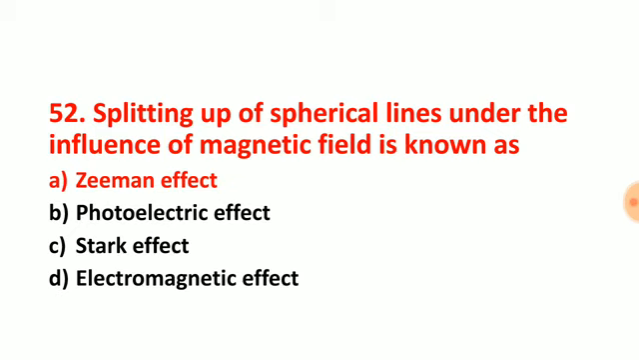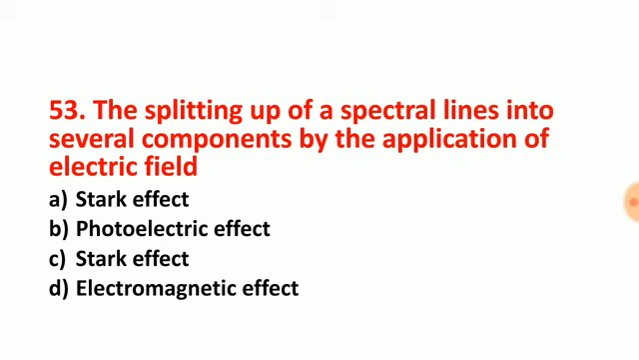Zeeman effect is the splitting of spectral lines under the influence of a magnetic field. If there is a magnetic field and the spectral lines are split, that is called Zeeman effect. But if the same experiment is carried out in an electric field, that is called Stark effect. That is question number 53.